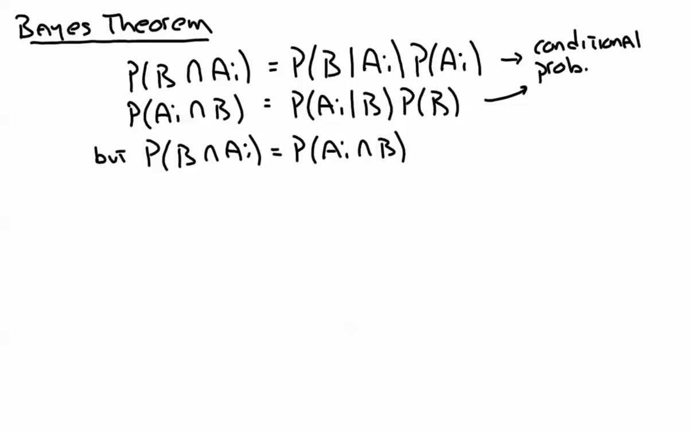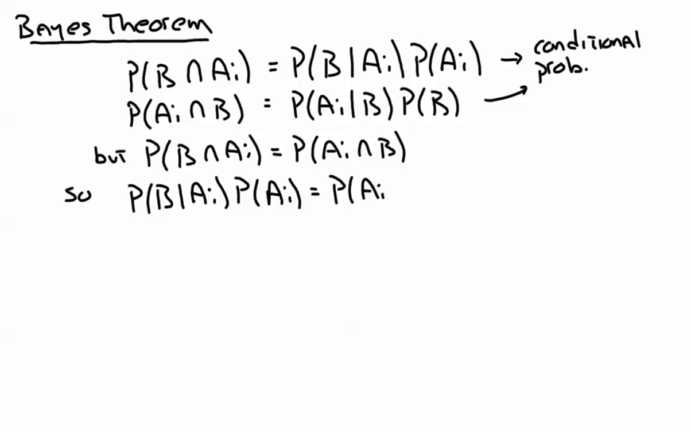So that allows me to equate the right-hand side of the first two equations. So I can write this down. Probability of B given A sub I times the probability of A sub I equals the probability of A sub I given B times the probability of B.